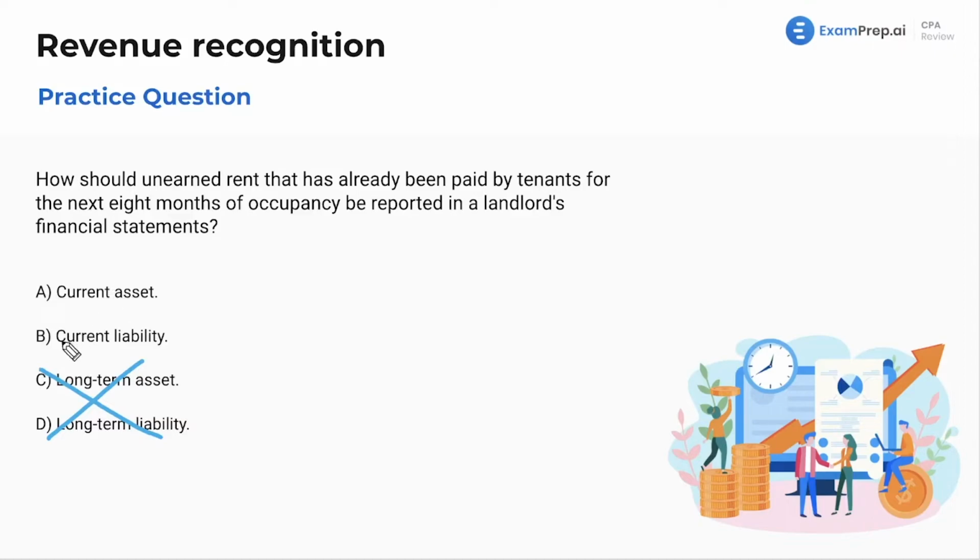And in this case, that's going to be a current liability because you owe this to the tenants, you owe it to the users of your business. Final answer is letter B, current liability. It's a short term and you owe it to them. Recorded as a current liability, and each month of occupancy you provide for them, you will recognize another month of revenue, thus reducing that liability.